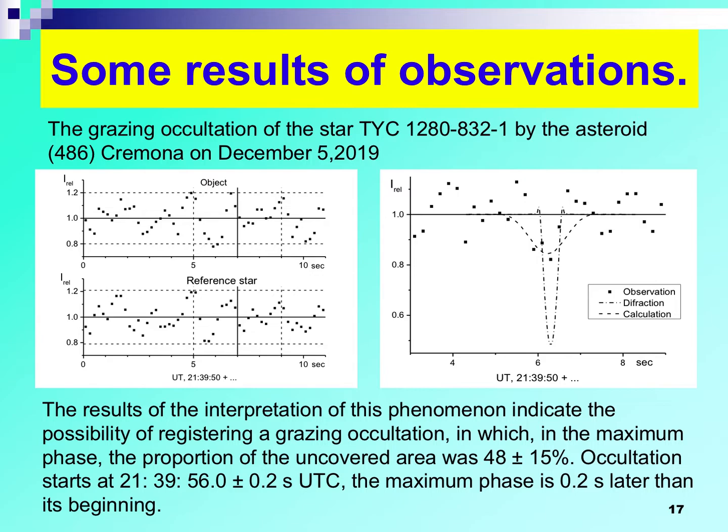The grazing occultation of the star TYC 1280-832-1 by asteroid 486 Cremona was registered on December 5th, 2019. This result was obtained taking into account the theory of diffraction and the model of the formation of the track of the star when registering the occultation by CCD in the drift scan mode.